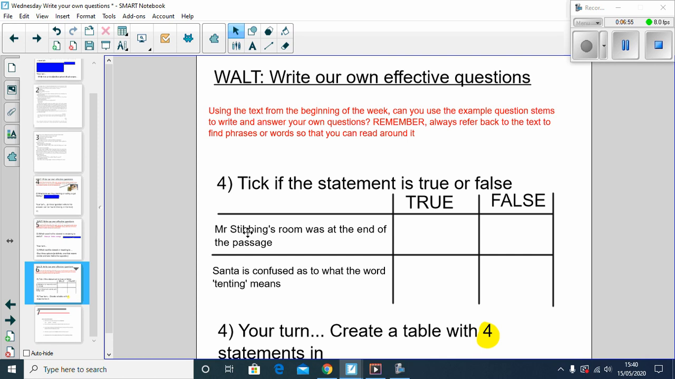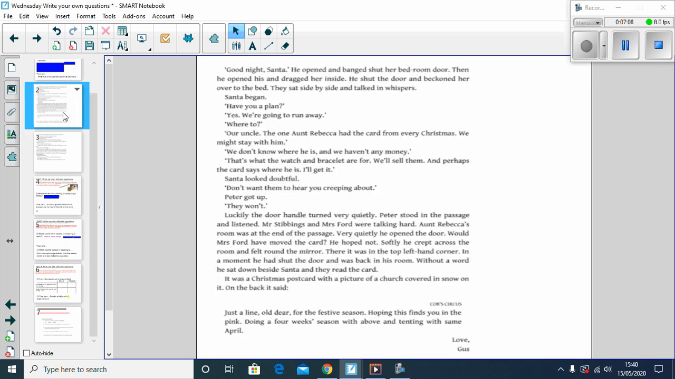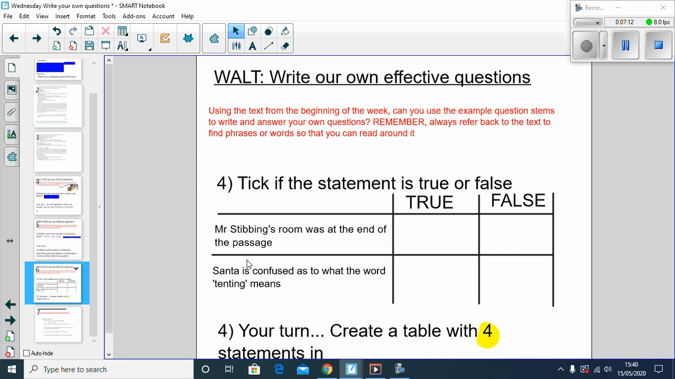So if you didn't read my statement carefully, or if you didn't read the text carefully, you might fall for my trap, and you might be tricked and choose it as true. However, if we look back at the text again, we know it's Aunt Rebecca's room that is at the end of the passage, so we know that the answer is false. So that's a good little trick. If you take a statement and slightly change it, that's a good way to make it false.